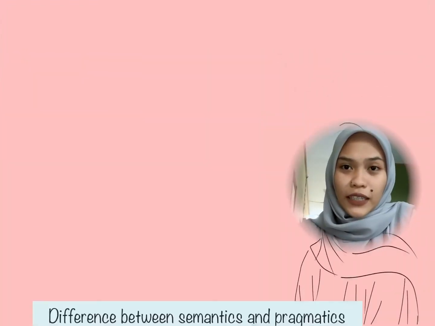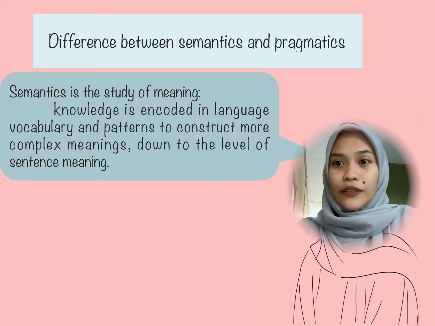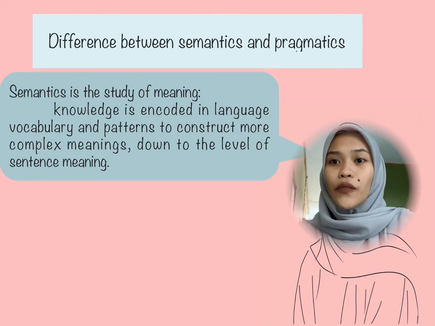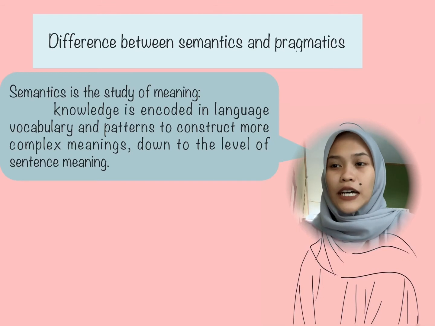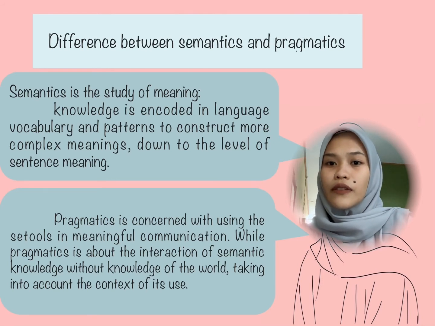Okay, the next material is about the difference between semantic and pragmatics. Semantic and pragmatics are the two main branches of the linguistic study of meaning. Both are mentioned in the book and will be introduced here. Semantic is the study of meanings, conducted in linguistic vocabulary and patterns to construct more complex meanings, down to the level of sentence meanings. Pragmatics is concerned with using these tools in meaningful communication, and is about the interaction of semantic knowledge with our knowledge of the world, taking into account the context of its use.